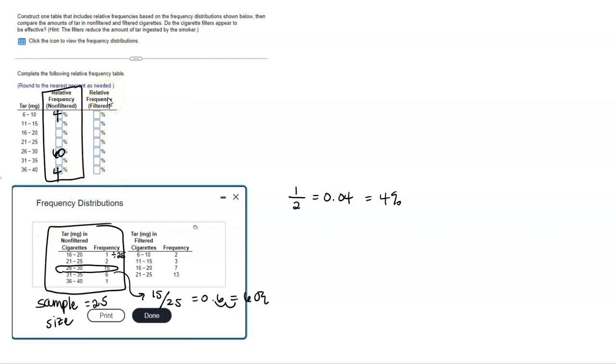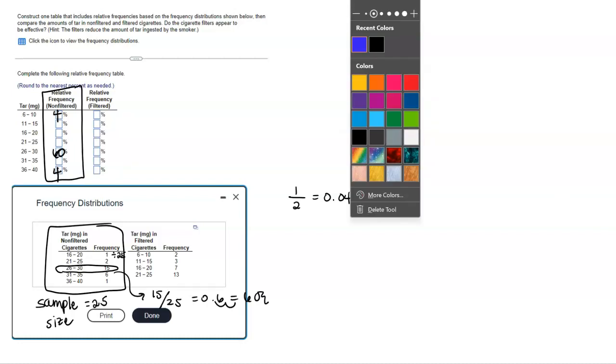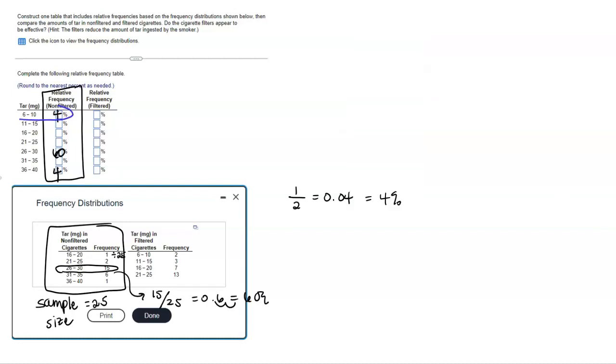We would do the similar thing to fill out the rest. Oh, sorry, be careful here. Wait, I made a mistake right here. This is the trick. You see I put this 4 up there? That's wrong because this is for the 6 to 10 class, but the non-filtered cigarettes start at 16. So that 4 really should have been down here and not up there, okay? There is nothing for 6 to 10 and there is nothing for 11 to 15. So both of those are 0.